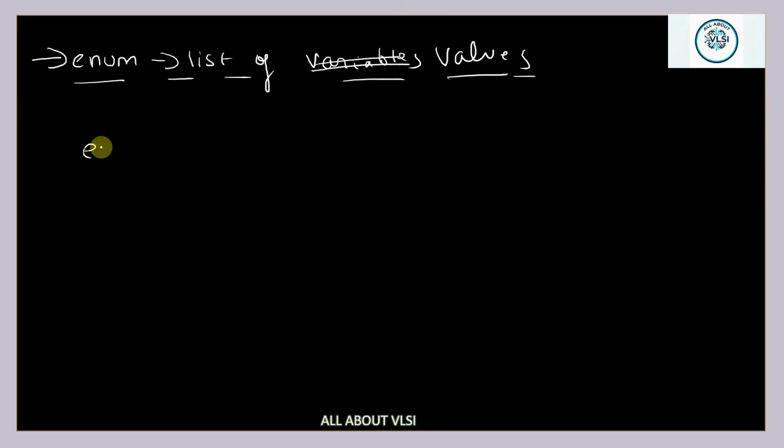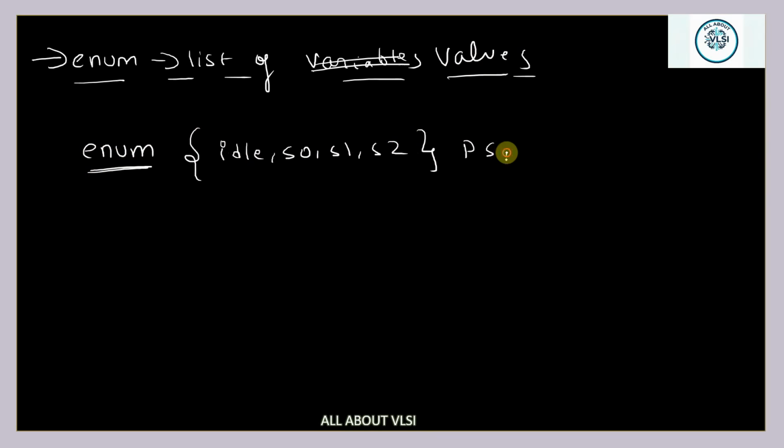For example, I'm going to declare an enum. This is my keyword. Within curly braces, I'm going to have idle, S0, S1, and S2, and PS, NS. So this PS, NS are my variables, of which data type? Enum data type.